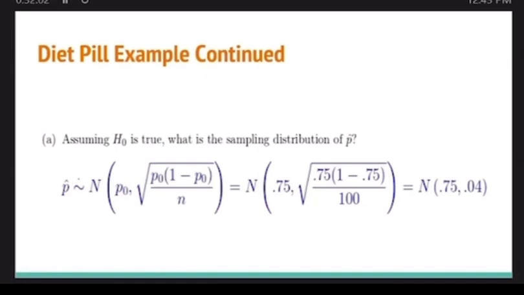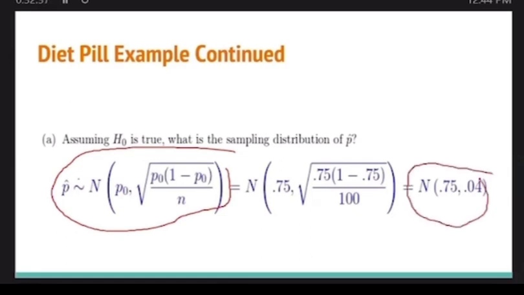Now, what am I trying to say here? When that condition is met, normality of the sampling distribution is guaranteed. Now I'm going to say p cap follows a normal distribution with a mean of p0 and this as the standard error. What is p0? What was the value in the hypothesis? 0.75. And that is what you're also going to plug in here. What is your n? 100. And at the end of the day, you know what I got? The mean of the sampling distribution is 0.75. The standard error is 0.04.